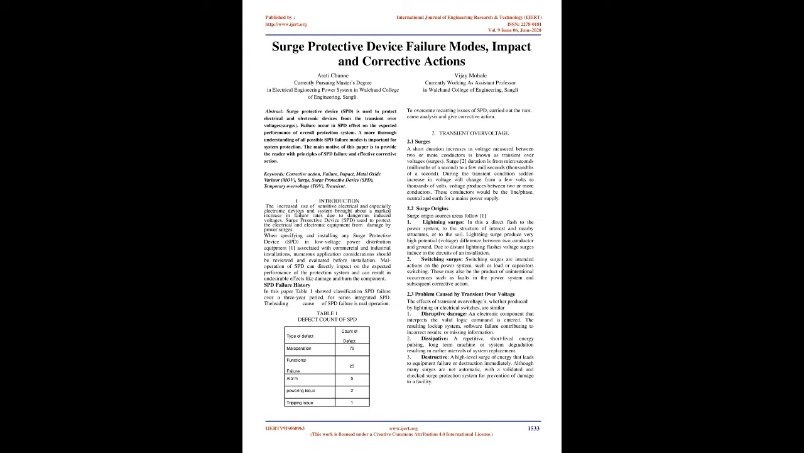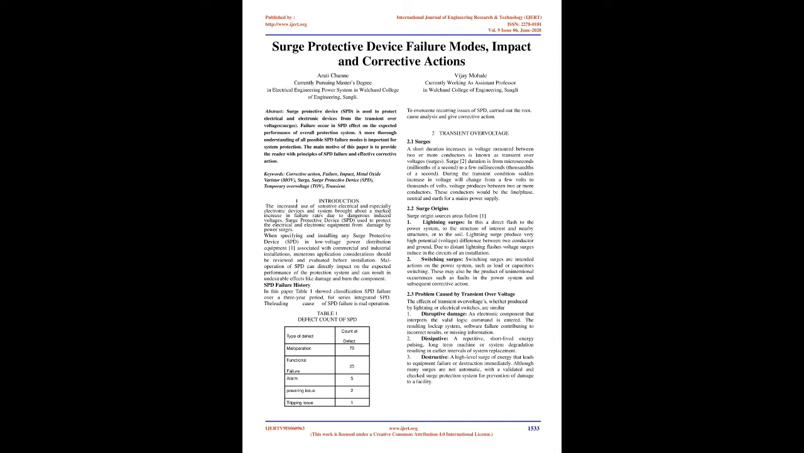When specifying and installing any surge protective device, SPD, in low-voltage power distribution equipment associated with commercial and industrial installations, numerous application considerations should be reviewed and evaluated before installation. Mal-operation of an SPD can directly impact the expected performance of the protection system and can result in undesirable effects like damage and burning of the component.